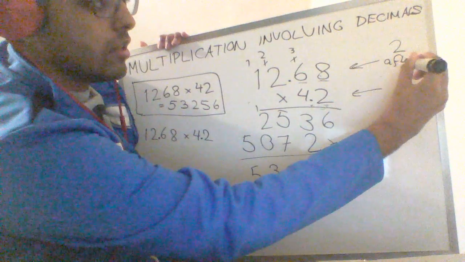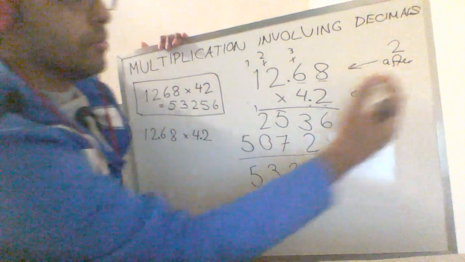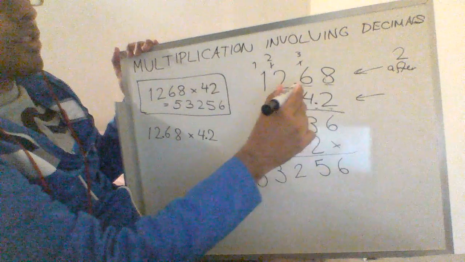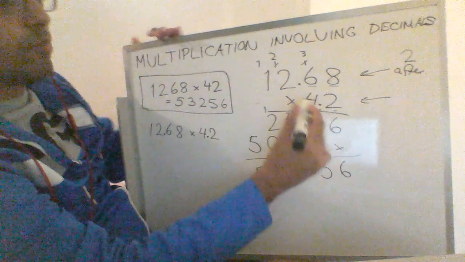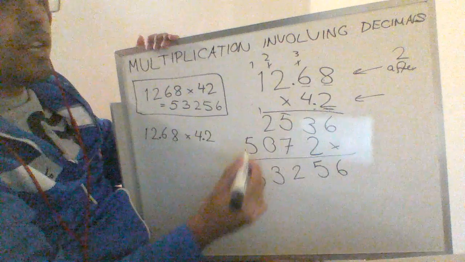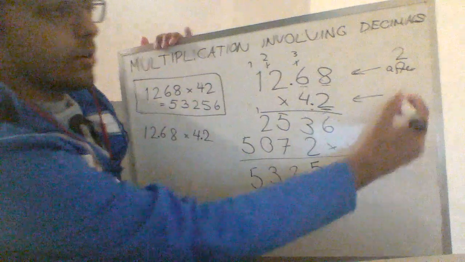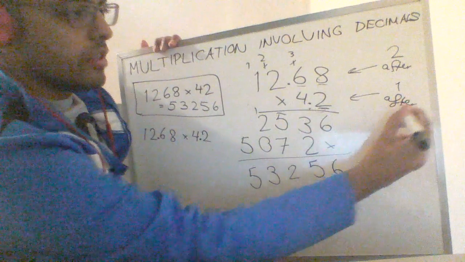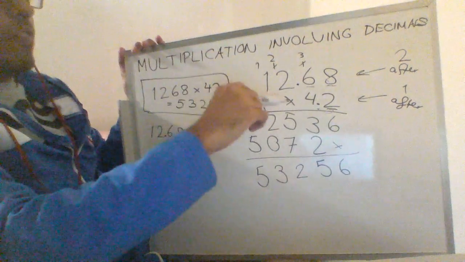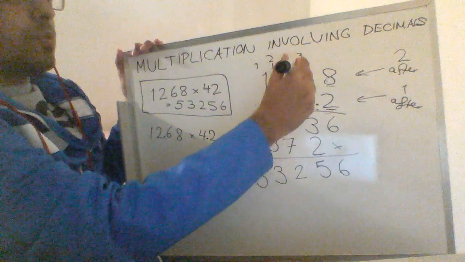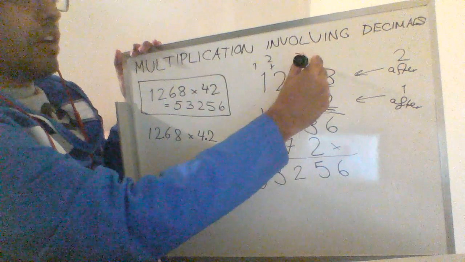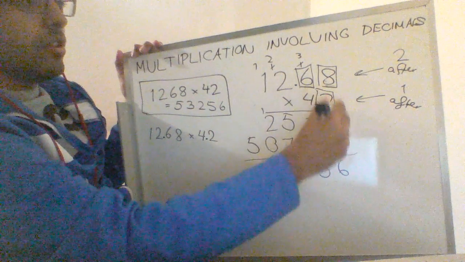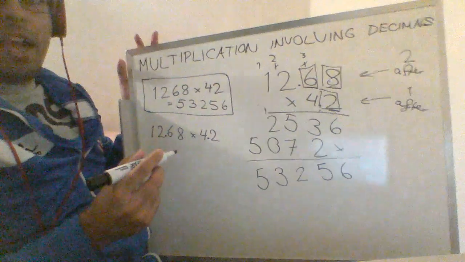after the decimal point, right? I'm not going to write it out, I'm going to write out of room. So we've got 2 digits after the decimal point up here for this 12.68. And then down here it's just the 2 after the decimal point, right? So we've got 1 digit after the decimal point in the second factor. So in total, you just want to count the total number of digits that you have after the decimal point. So we've got 1, 2, 3 in total, 3 digits after the decimal point.